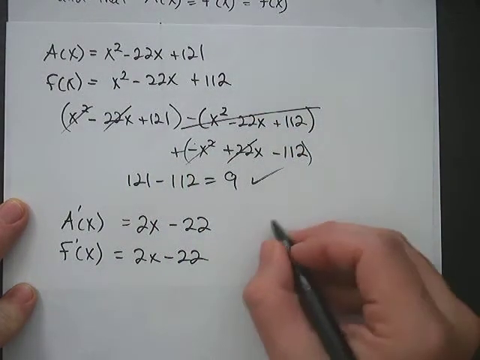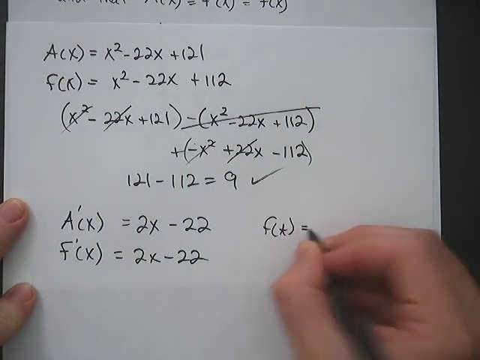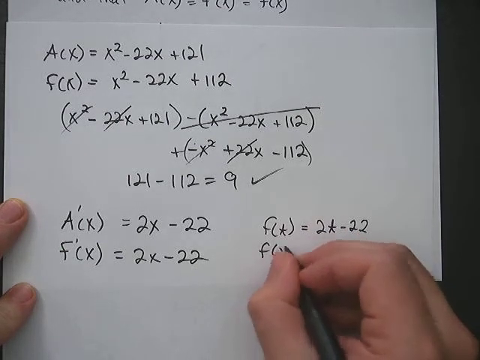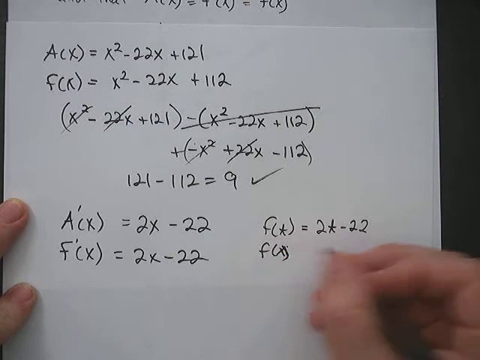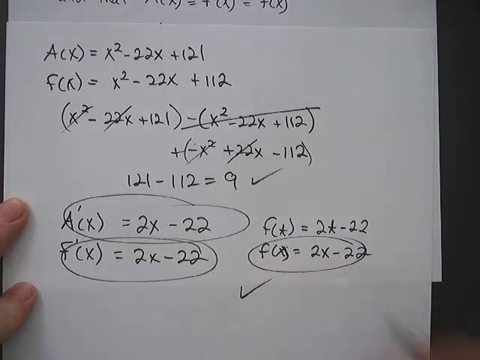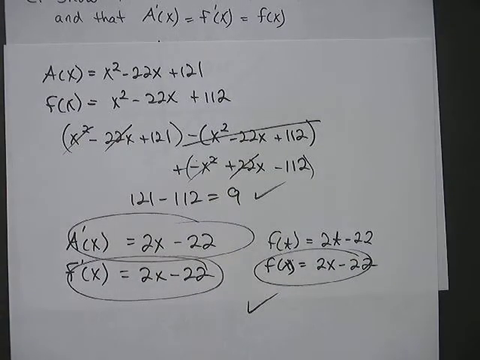And then recall that f of t is equal to 2t minus 22, so that if we plug in an x instead of a t, that's going to be 2x minus 22. Are all these the same? Yes, they are. So you have confirmed that they are equal. And that's it.